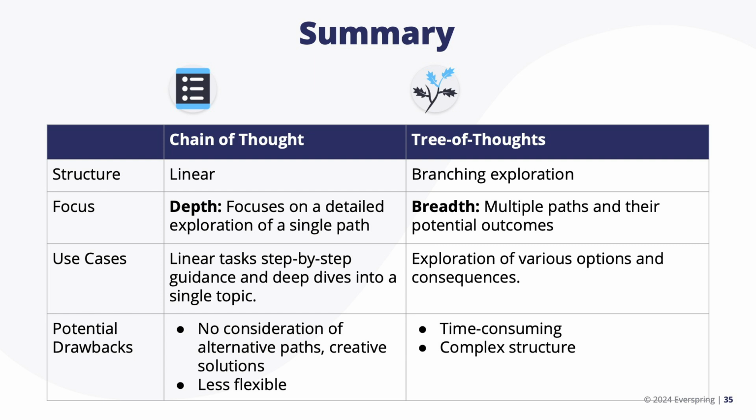Now let's discuss the focus of each method. Chain of thought excels in depth. It's ideal for tasks that require a detailed exploration of a single path. Think of it as working through a to-do list where each task must be completed in order. However, its drawback is that it can be too rigid for some complex problems, potentially missing alternative paths.